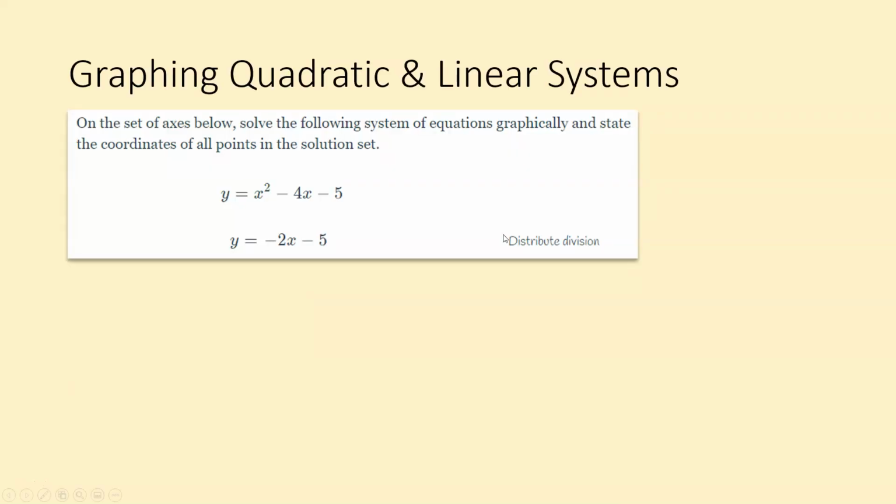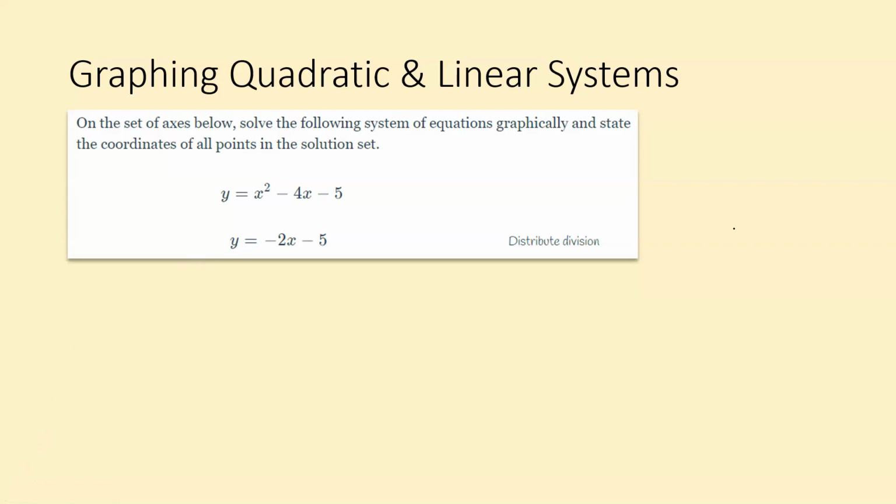So first thing we're going to talk about is graphing quadratic and linear systems. So here we have an example. When we're talking about graphing quadratic and linear systems, that means we have two equations. One is a quadratic and one is a linear equation. So this is on the set of axes below. Solve the following systems of equations graphically and state the coordinates of all points in the solution set.